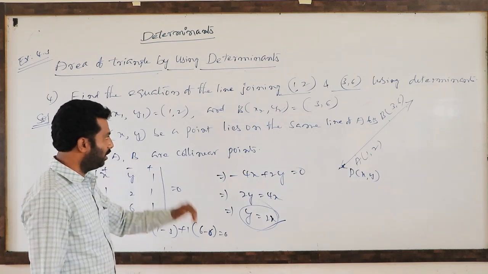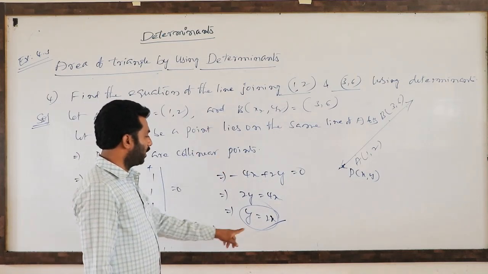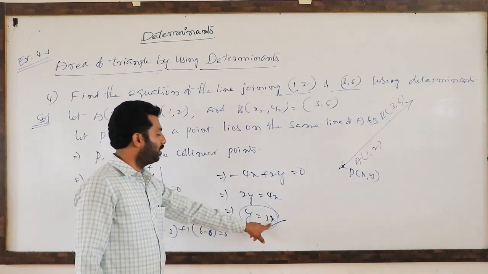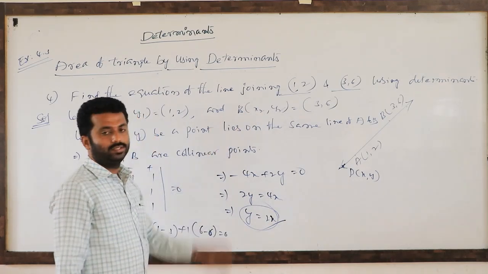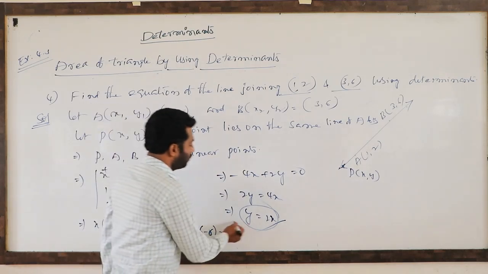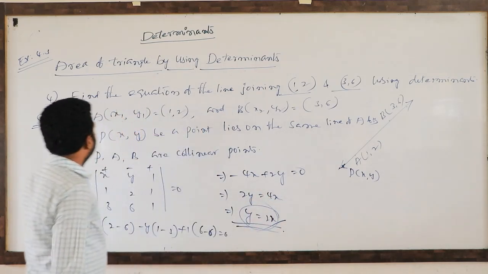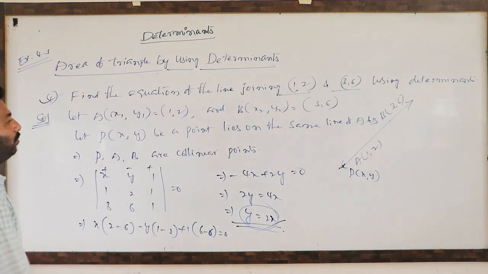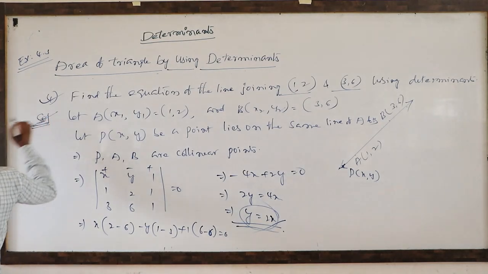If you want to verify 1 comma 2, you substitute x value 1, y value 2, satisfying. 3 comma 6, x value 3 means y value 6, also satisfying. So like this we have to calculate this type of question. Find the equation of the line joining the given two points by using determinants, like this. Okay.